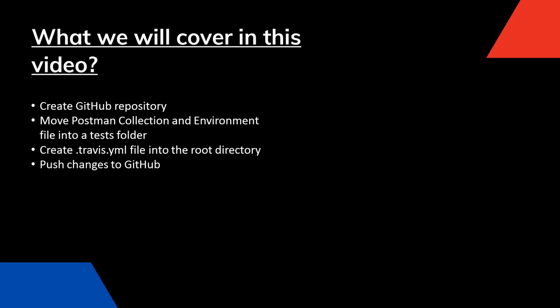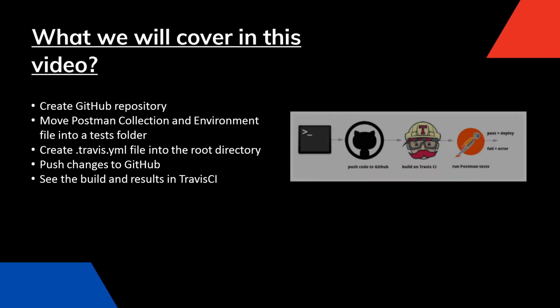Once the changes are in GitHub, we will trigger our Travis CI build and see the results of our Postman collections in Travis CI. So this is how our overall flow will look like. We're going to start off with a terminal, push changes to GitHub, build on our Travis CI, and then see our Postman test over there.